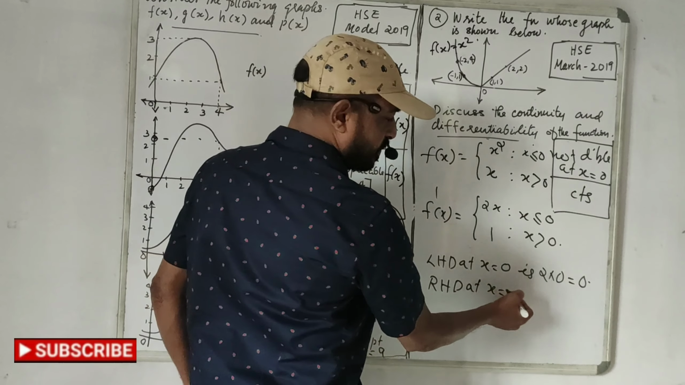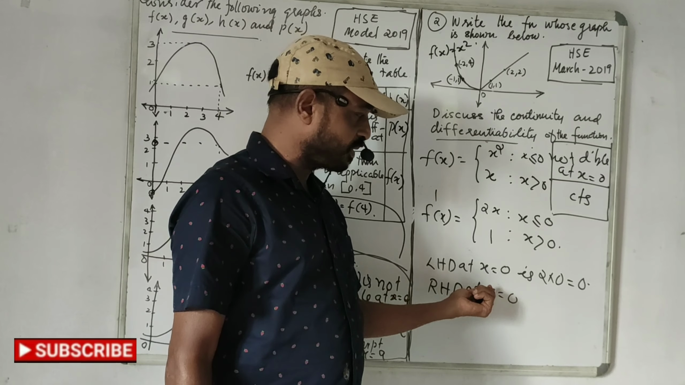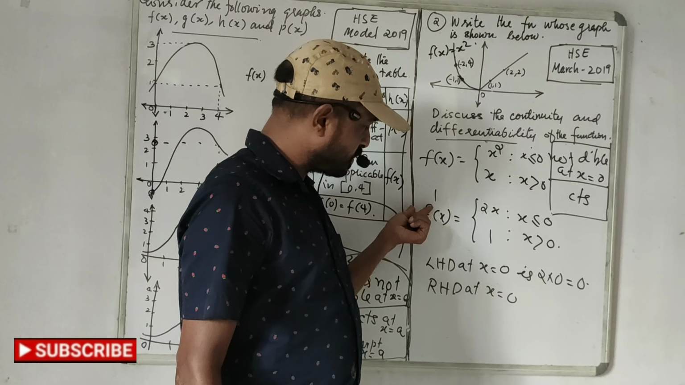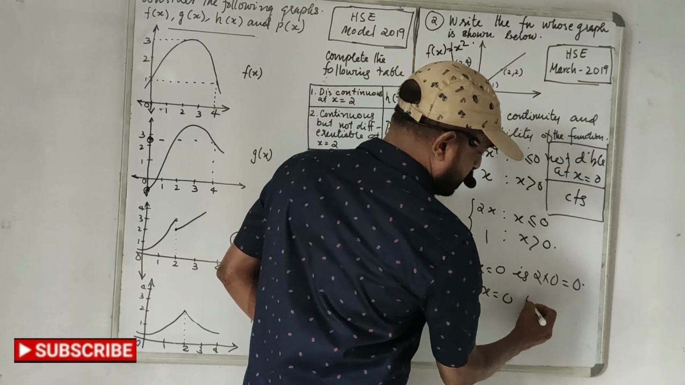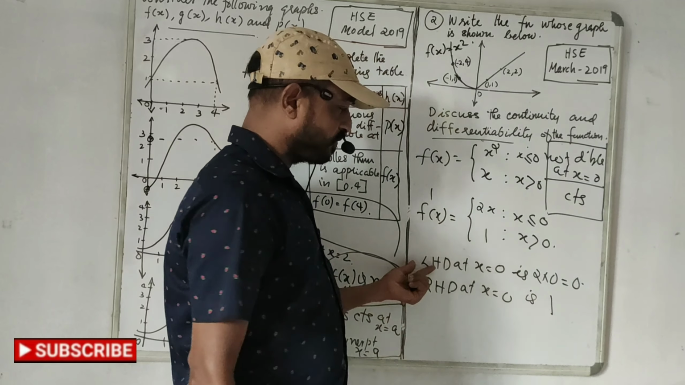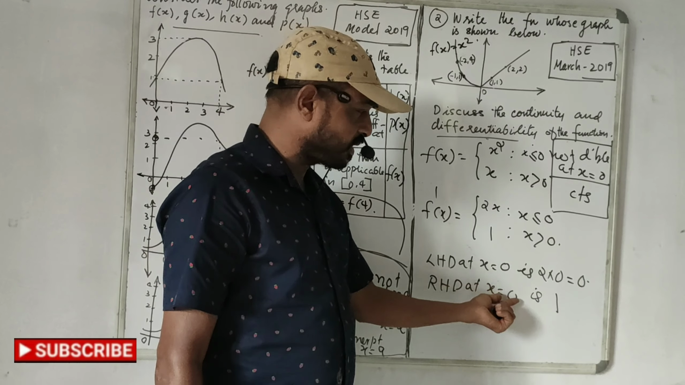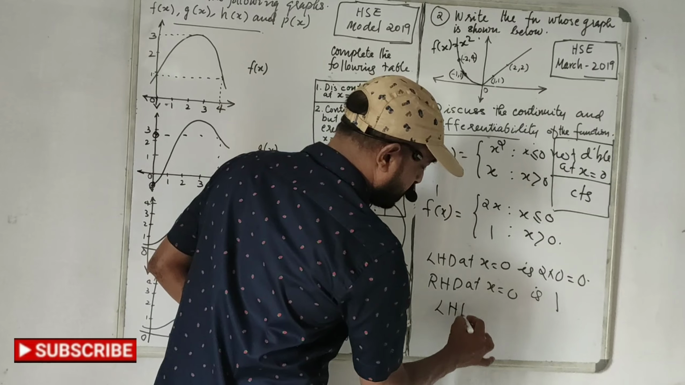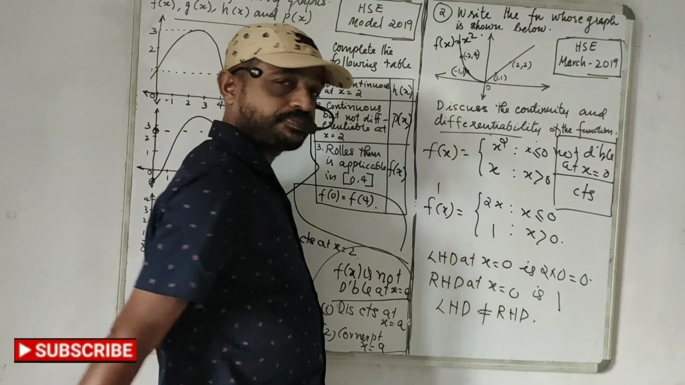What is the right hand derivative at x equals 0? To find the right hand derivative at x equals 0, we must consider x greater than 0. When x is greater than 0, what is the derivative? F dash of x is equal to 1. So here the left hand derivative at x equals 0 is 0, but the right hand derivative at x equals 0 is 1. That is, left hand derivative is not equal to right hand derivative.